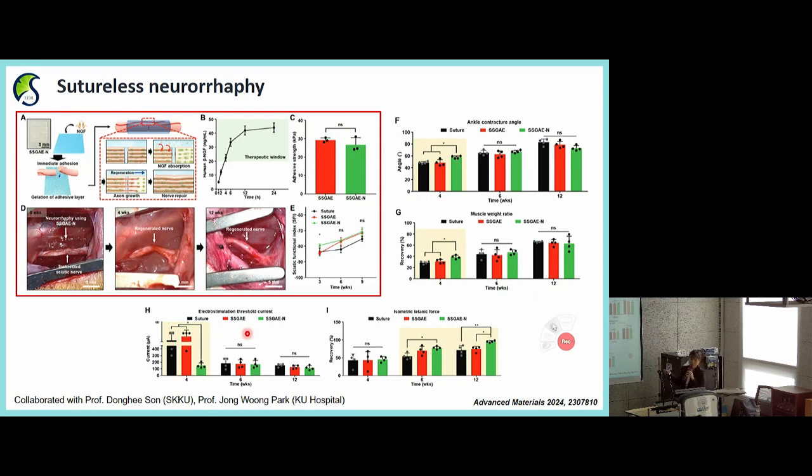So from this result, we can think that our hydrogel-based patch can be a therapeutic reservoir for conventional drug systems. So that is one of the advantages of our patch materials.